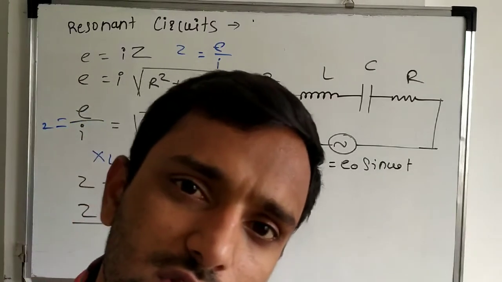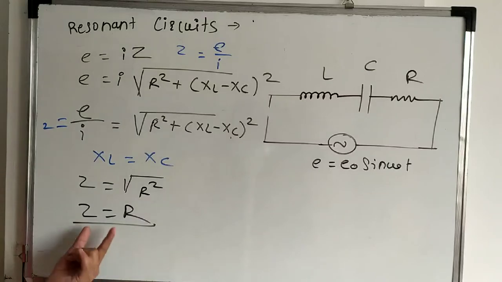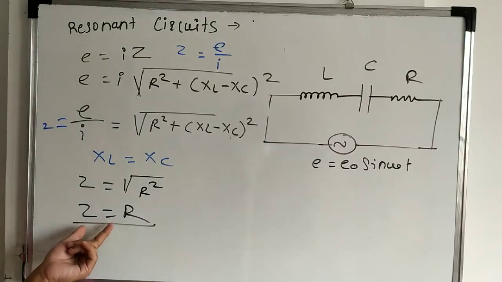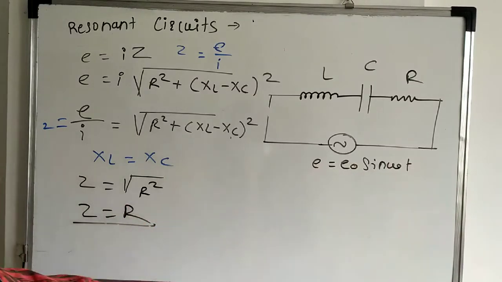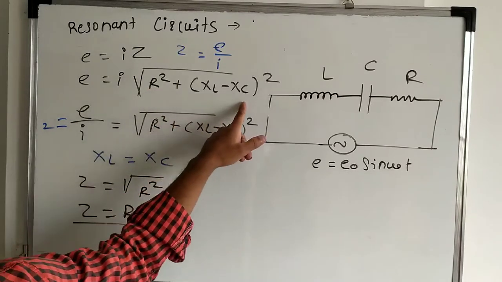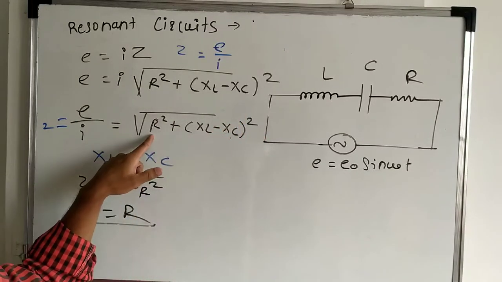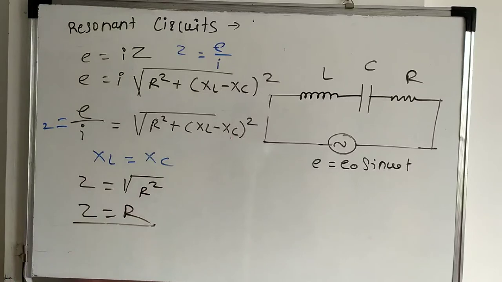When at a particular frequency XL becomes equal to XC, the AC circuit behaves like a pure resistive circuit, because in the impedance only the resistance term is present, otherwise XL and XC are neglected. In this case, the current in the circuit becomes maximum. Current becomes maximum and impedance becomes minimum, because out of the three factors in the impedance, only one factor is remaining, the other two factors are neglected.